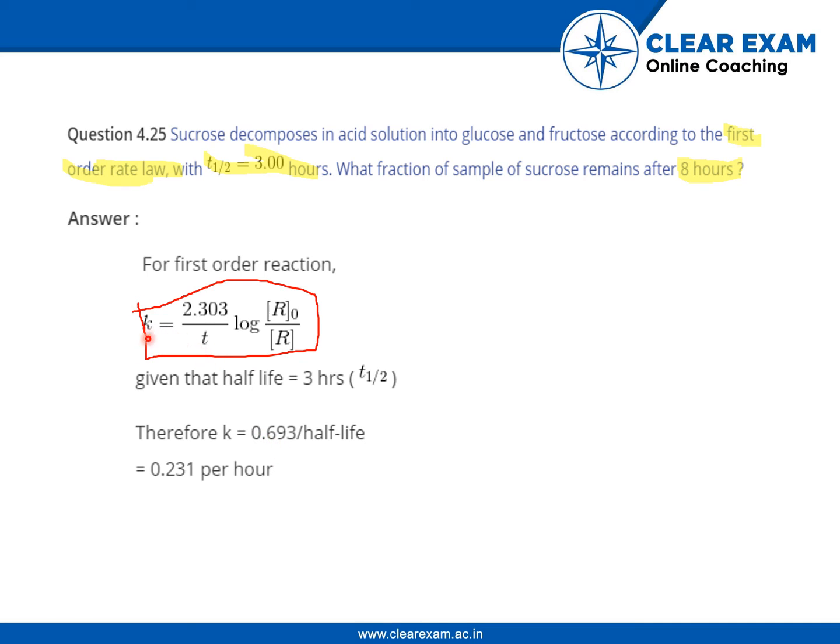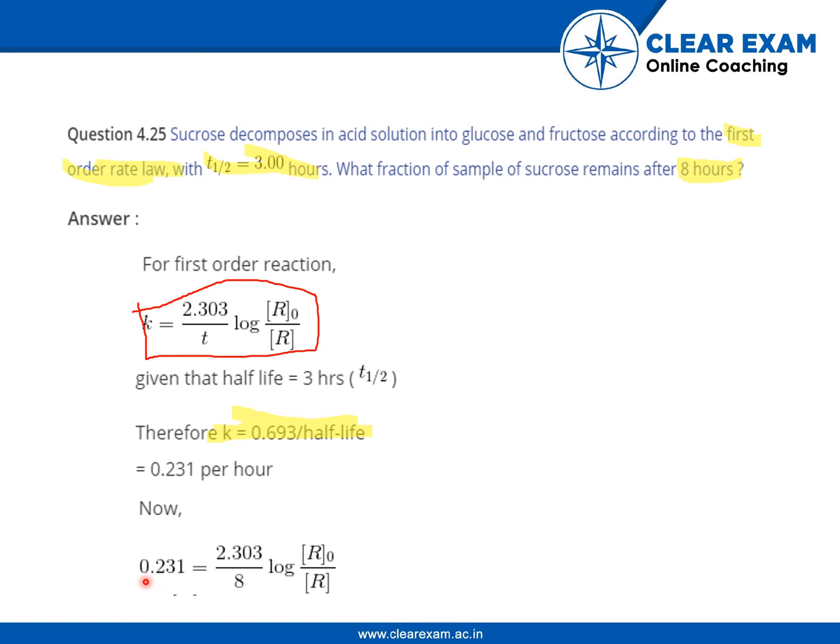Okay. So after solving this, we will get K in terms of T half, and this is the required relation between the rate constant K and the T half. It comes out to be 0.231 per hour in the case of this reaction.